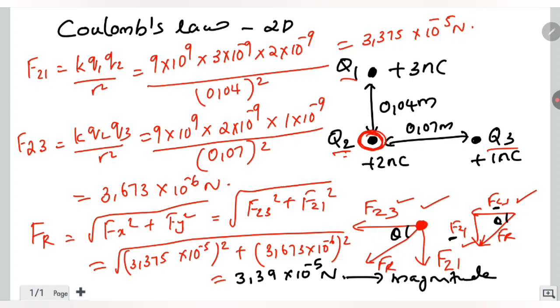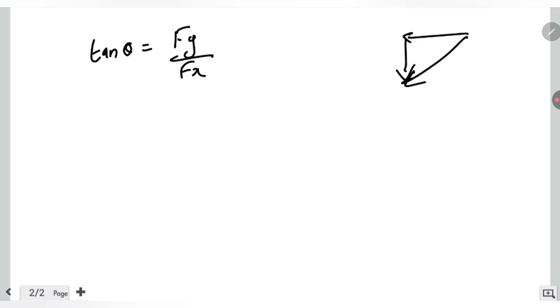So when you use tan theta, tan theta is equal to Fy over Fx, because this is how our triangle is. So this was our Fy and this is the Fx. So this is theta, right? So opposite over adjacent, or theta is equal to tan inverse y over x.